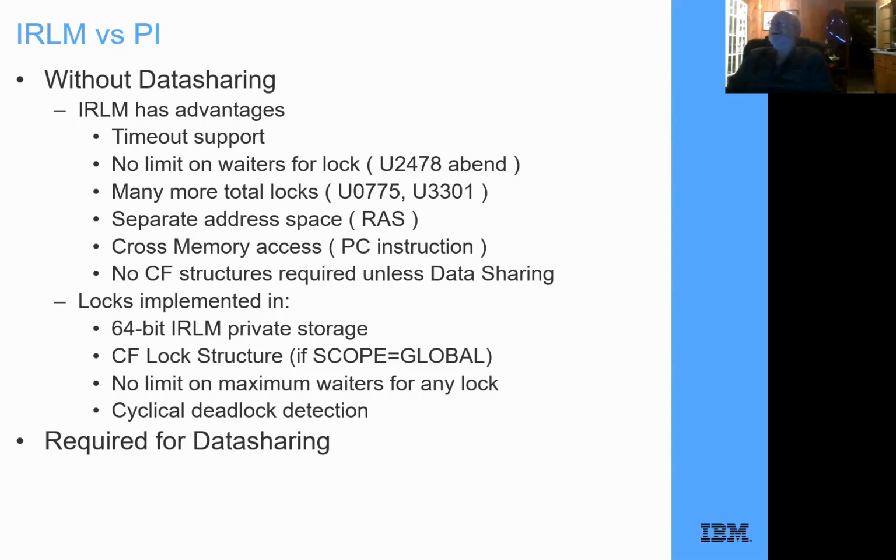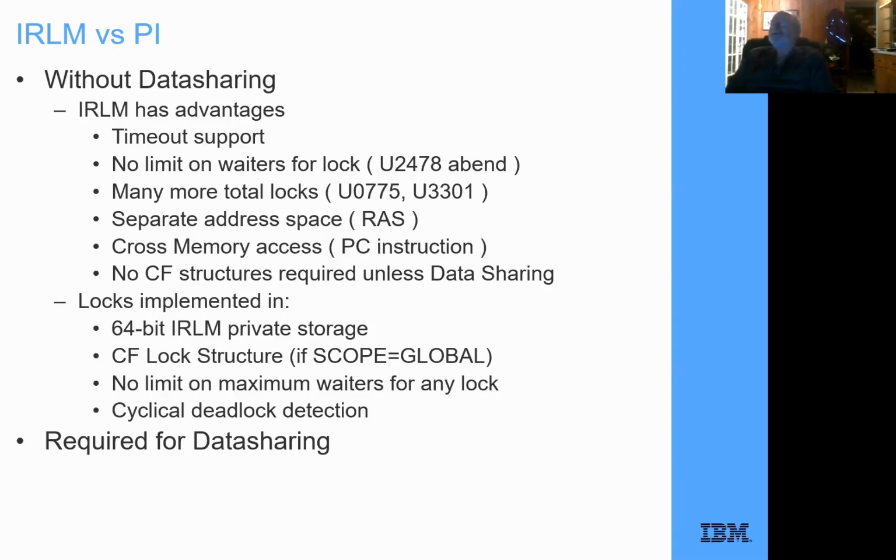When you run out of lock space in PI, you get a 775 abend or a 3301 abend. The 775 abend is taken by the person who requests a lock and there's not space available. So it may be the wrong person who takes the 775 abend. It may not be the person consuming all the locks.